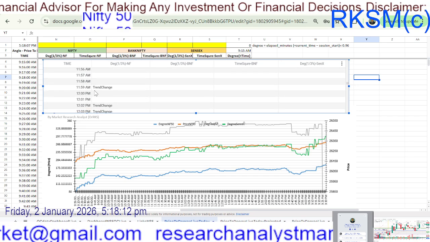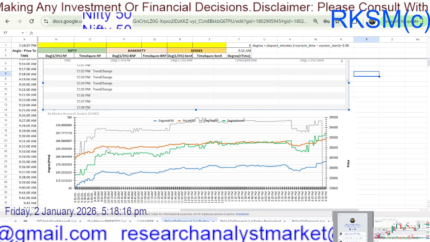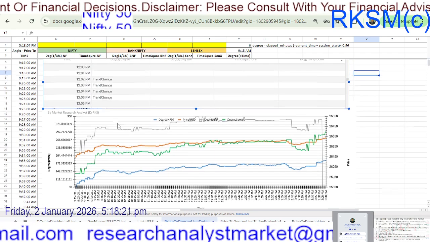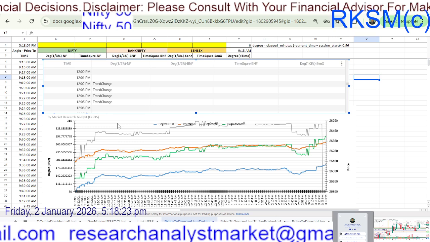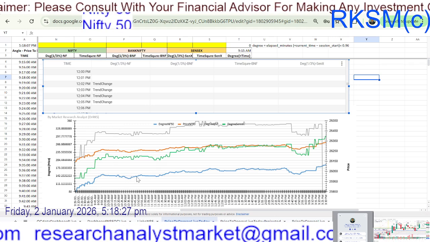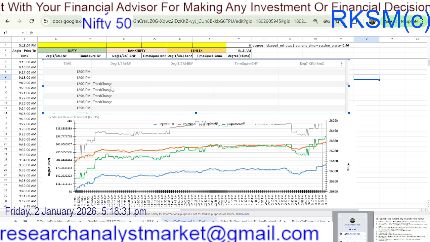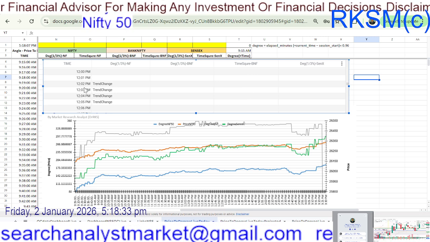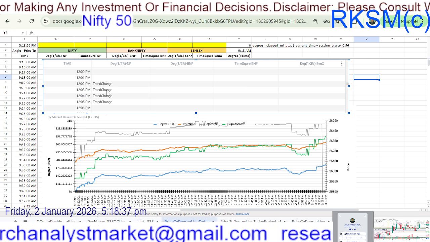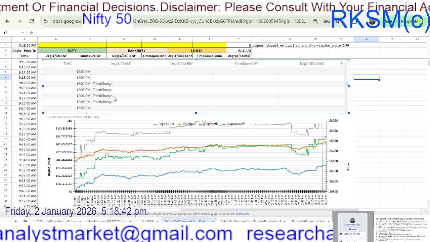So we found 12 o'clock and 12:30. If you have a look at this trend, this is the chart, the indication for the Bank Nifty 50. You can have a look at the chart in your charts. At this time there is just some change in the candle, and you can see the reversal.